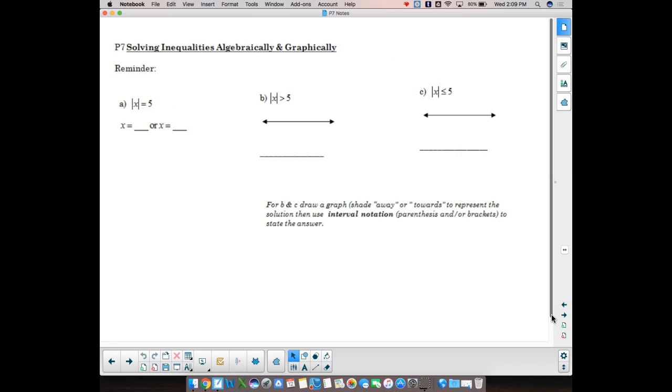Okay, so we're going to talk about solving inequalities algebraically and graphically today. Okay, so absolute value. The absolute value of x equals 5 here could be 5, right? X could equal 5, and that is a true statement. What else could X be? Negative 5. And that still is a true statement.